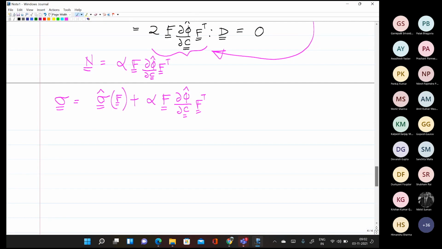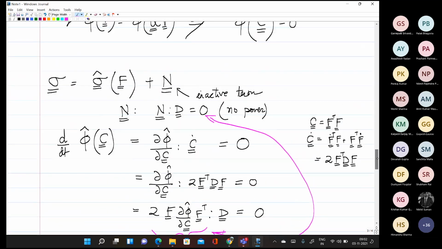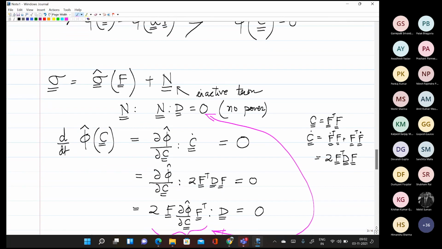So this d by dt of phi hat of C we have written in double contraction form. How has that come? I missed that point. Like d phi by dc double contraction with C dot we have written. So how is this LHS written? You mean this term, how this is coming? Yeah, d by dt of phi hat of C. So how are we changing it into the double contraction form?